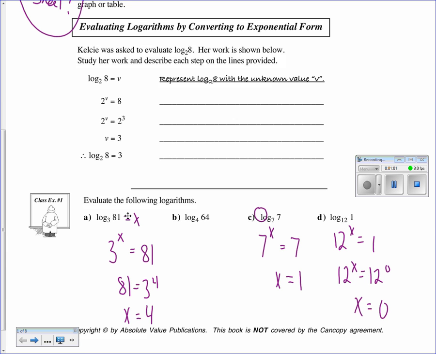I replaced the 7 with a power of 7, 7 to the 1, so x is equal to 1. D was kind of interesting in that I have to generate 12 to some unknown exponent equal to 1. Well, what is that exponent? We need to remember that 12 to the 0 is actually equivalent to 1. So that's my x value of 0.